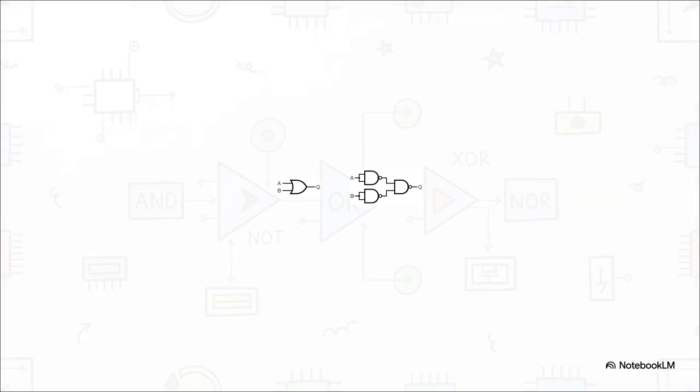Now, this diagram looks a little more complex, but the idea is exactly the same. We use 2 NAND gates wired as inverters at the start and then feed their outputs into a third NAND gate. Through some really neat logic, the final output behaves exactly like an OR gate. And just like that, we've done it. We've proven that you can build every fundamental logic component using nothing but NAND gates.